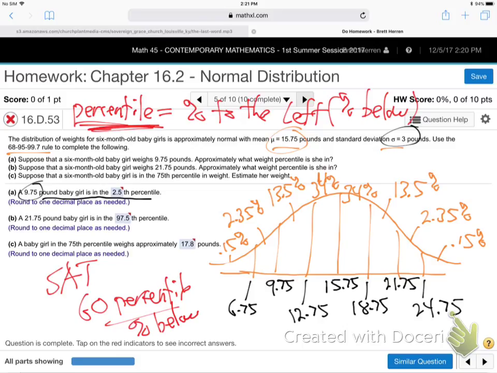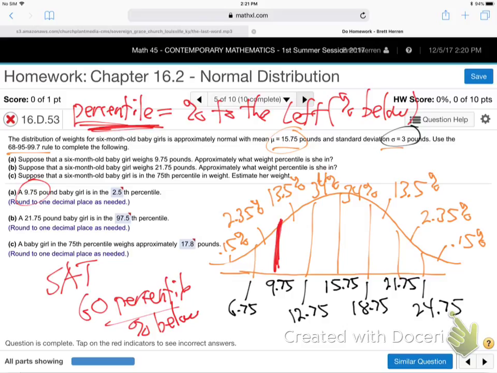So they're going to ask us some stuff about a 9.75 pound baby girl is at the 2.5th percentile. No, what does that mean? What does percentile mean again? When it tells me, actually, that's the answer, huh? So here's the question. I'm jumping to the answer. Let's start with the question. 9.75 pounds. Where's that? Right here.